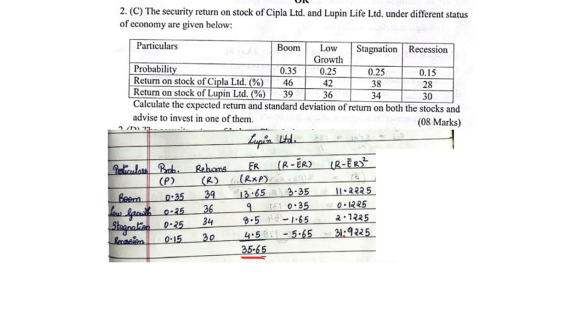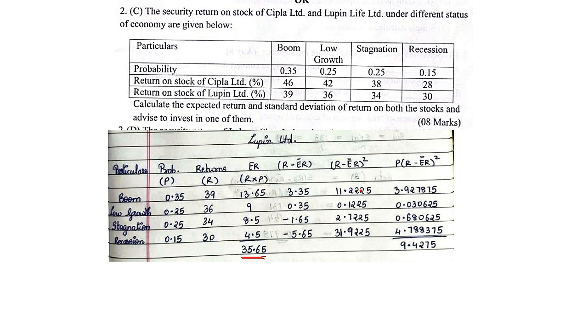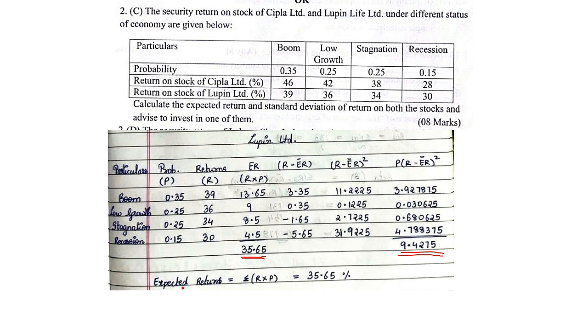And lastly, we have to multiply the square with the probability. So we get the value as 3.927875, 0.030625 and so on. The total of which comes to 9.4275. Approximately up to 4 decimals, you all can solve it. Lastly, we just put it into the formula.